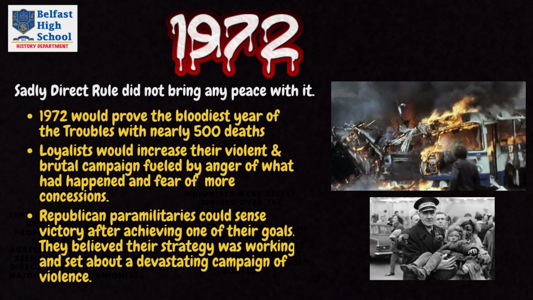Sadly, direct rule didn't bring peace with it at all. 1972 would prove to be the bloodiest year of the Troubles. There would be nearly 500 deaths, just below 500 deaths. Loyalists would increase their violence, their brutal campaign fueled by anger of what had been happening and the fear of what could happen. And Republican paramilitaries exactly the same. They could sense victory after achieving one of their goals, and they believed their strategy was working and set about a devastating campaign of violence.